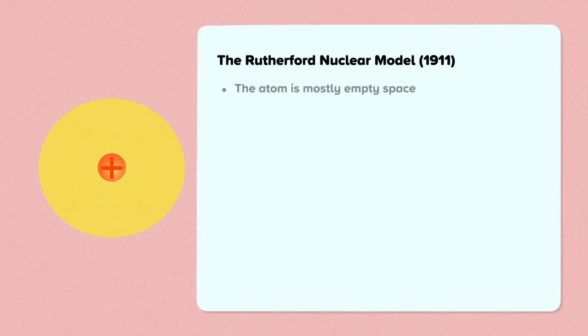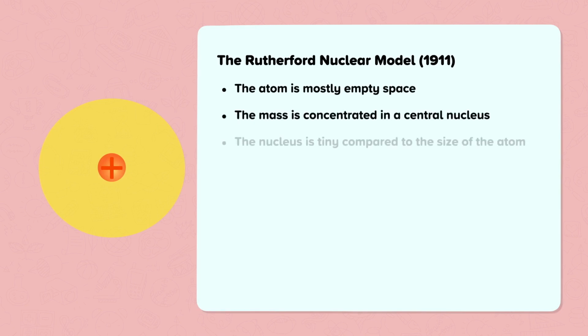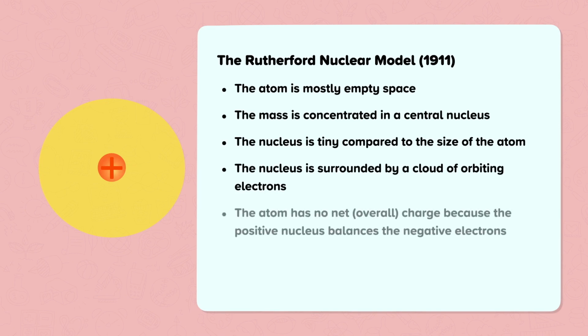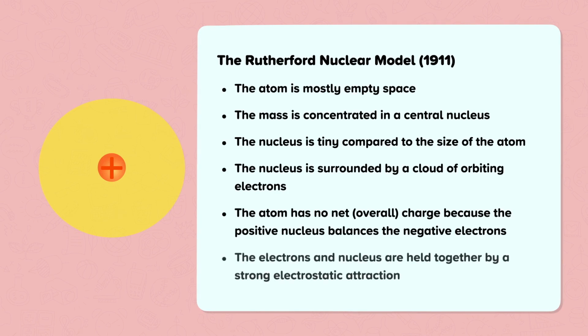So here are the main points of Rutherford's nuclear model. The atom is mostly empty space. The mass is concentrated in a central nucleus. The nucleus is tiny compared to the size of the whole atom. The nucleus is surrounded by a cloud of orbiting electrons. The atom has no net charge, which means overall charge, because the positive nucleus balances the negative electrons. And the electrons and the nucleus are held together by a strong electrostatic attraction. So remember, that means the attraction between a positively charged object and a negatively charged object.